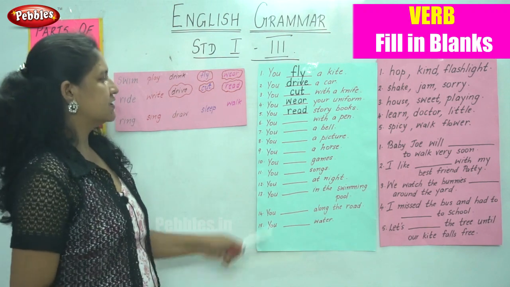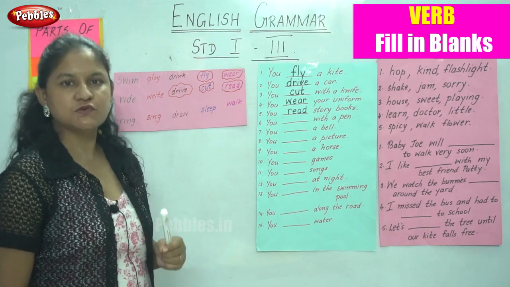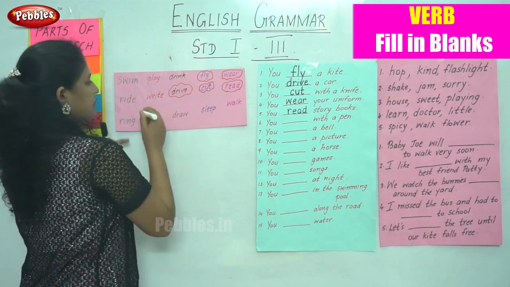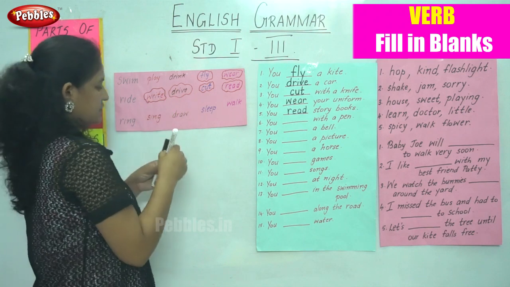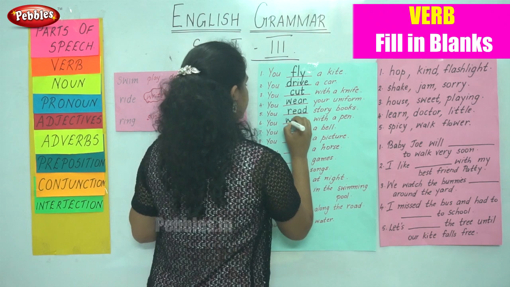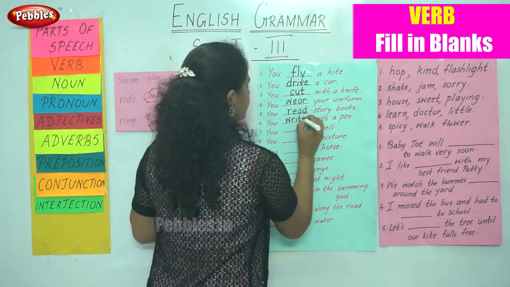The next sentence, you dash with a pen. So let it be a pen or pencil. You use it for writing. So we find the word write. So you write with a pen. So I mark the word write and I write it. So you write. You write with a pen.